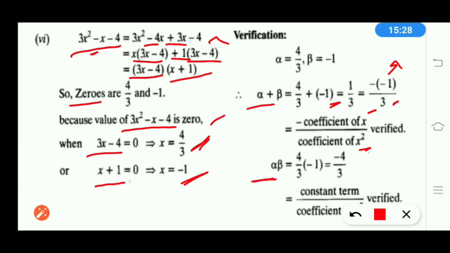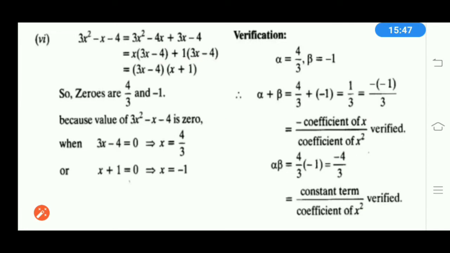Next, alpha into beta. Alpha equals 4 by 3, beta equals minus 1. So minus 4 by 3. Okay. Now the constant term is minus 4, and 3 is the coefficient of x square. That means constant term divided by coefficient of x square. So verified. Clear? Now question number 6 is also complete.